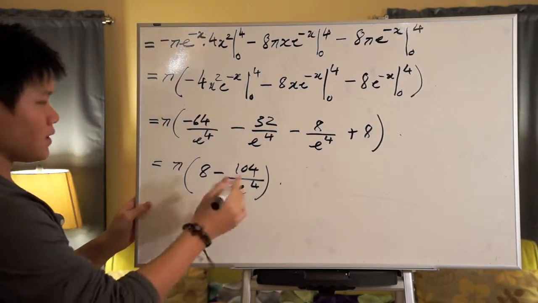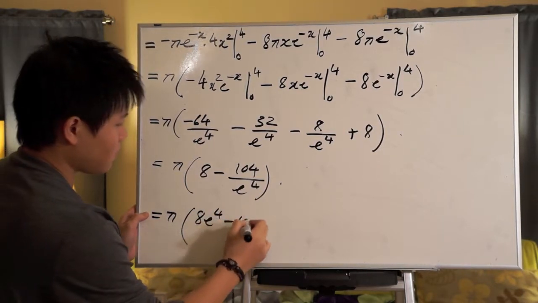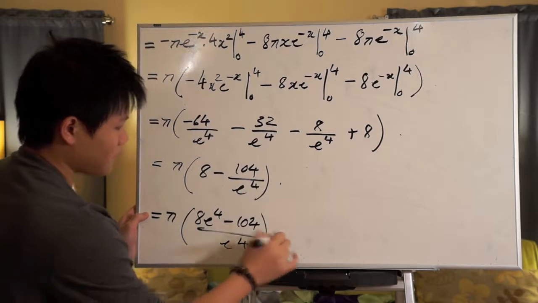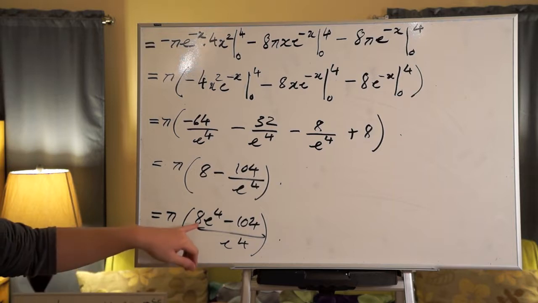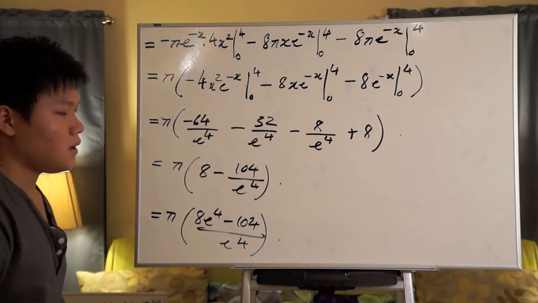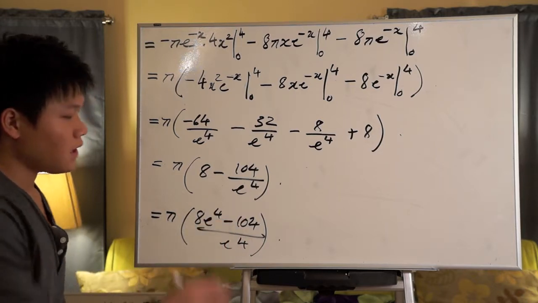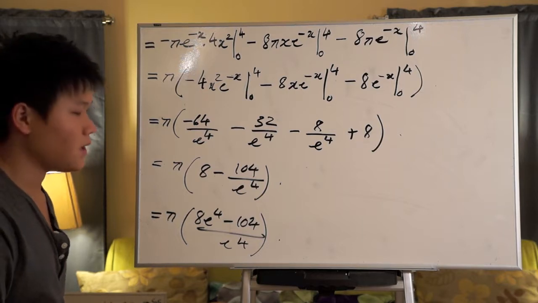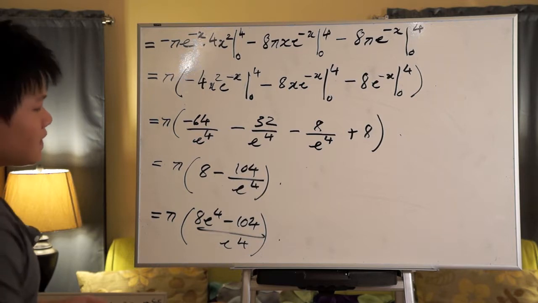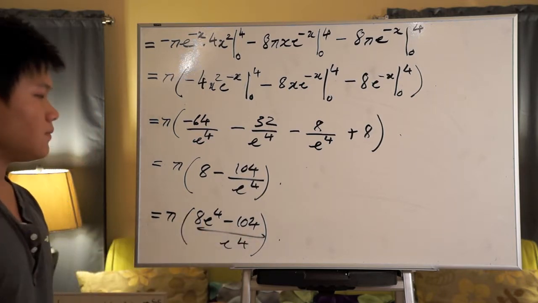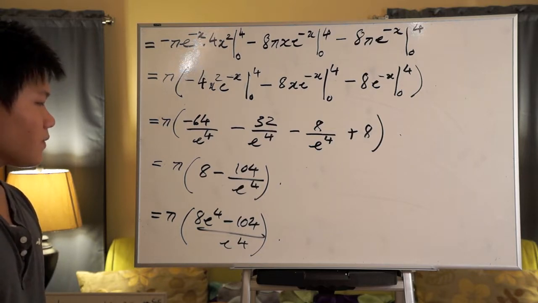Or it's the same thing as writing pi times 8 minus 104 over e to the 4th. And you know that this 8 e to the 4th is bigger than 104, because e to the 4th is approximately 150-something, 160. So it's still greater than 104. Therefore, this is positive, right? So we know that we have an appropriate value for the volume. So this is the volume value for the question that we had earlier. So thank you very much.